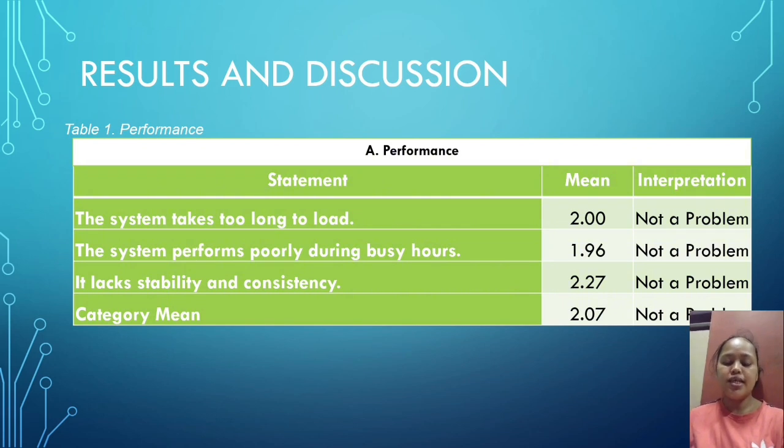Let's move on to the results and discussion. Part 1, System Problem Identification, has 4 categories: performance, book management, borrowing books, and monitoring borrowing or returning. In performance, it has an overall category mean of 2.7. It is not a problem. The results indicate that the system performance is generally satisfactory. While users reported occasional delays in loading and processing, the average mean scores remain low, suggesting that performance issues are not significantly disruptive.